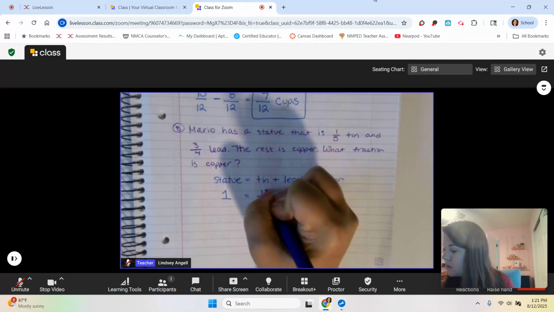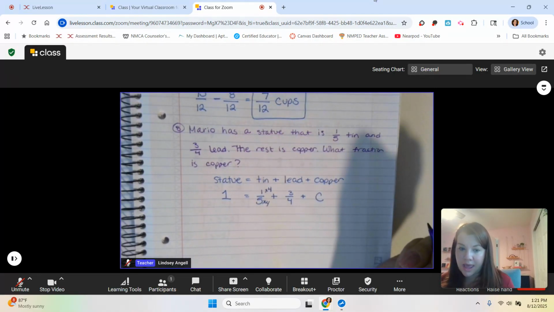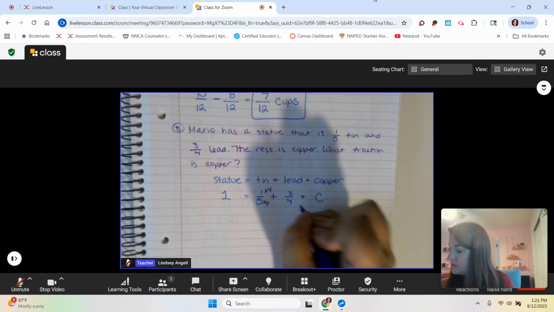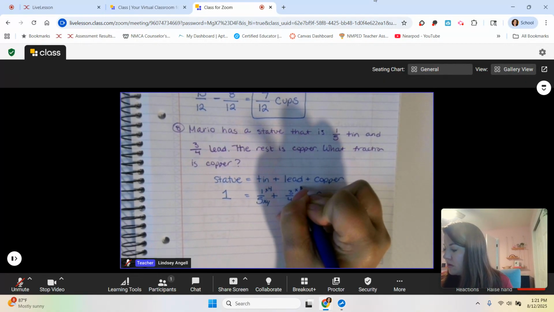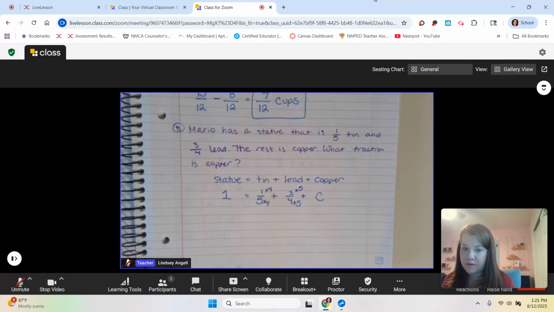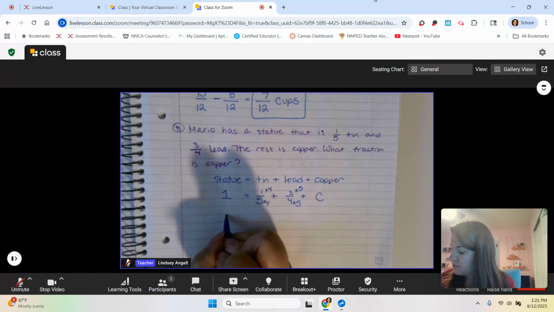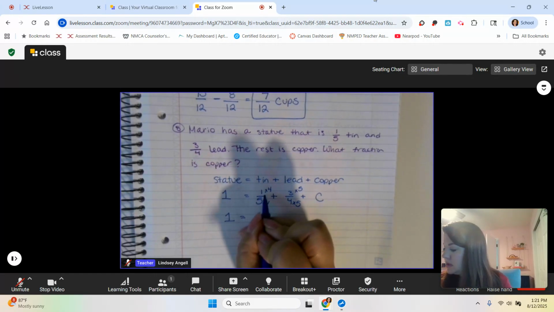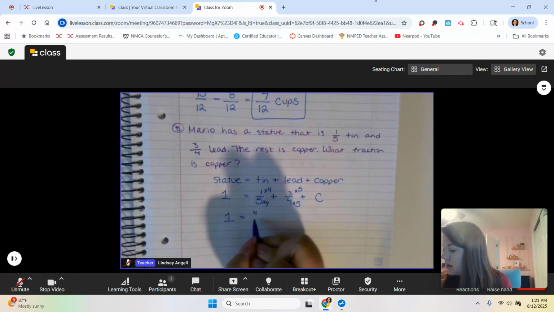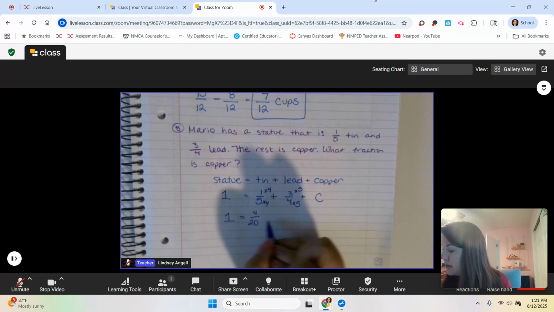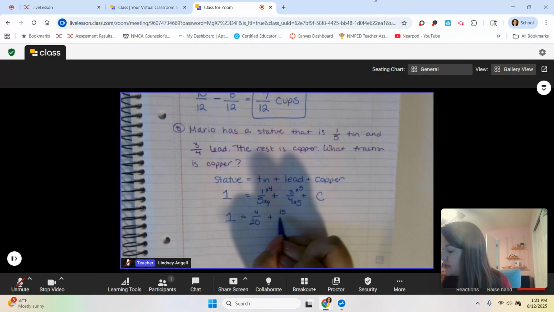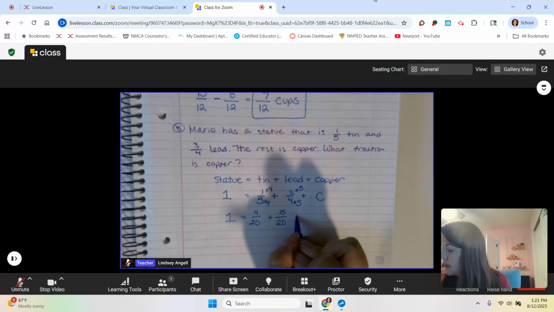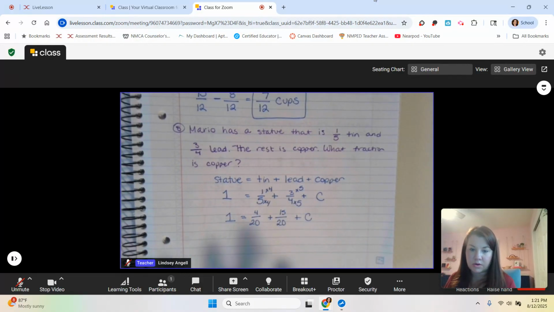So I'm going to do times 4. Whatever I do to my numerator, I have to do to my denominator. I'm going to do the same thing over here. 4 times 5 and 3 times 5. Now I can rewrite my problem. So I've got 1 equals, then 1 times 4 is 4, 5 times 4 is 20, plus, and then we've got 3 times 5 is 15, 4 times 5 is 20, plus C. We still don't know what C is.